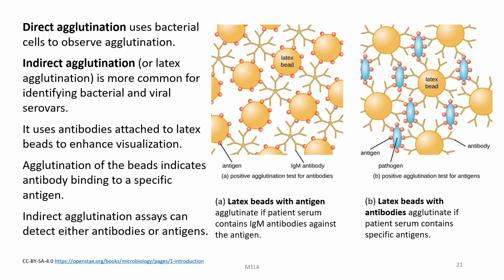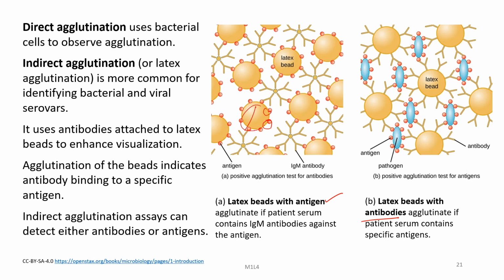Then indirect agglutination or latex agglutination is more common for identifying bacterial and viral serovars. It uses antibodies attached to latex beads to enhance visualization. Agglutination of the beads indicates antibody binding to a specific antigen, and indirect agglutination assays can detect either antibodies or antigen. Here are two cases. The first one is latex beads with antigen, and the second one is latex beads with antibodies.